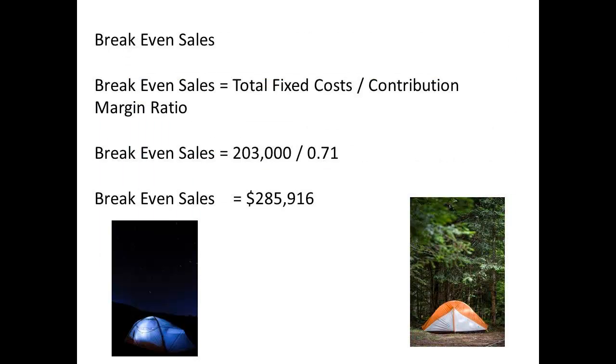Mountain Life can now determine the break-even for sales. The total of fixed costs will be $203,000, and this is divided by the contribution margin ratio of 0.71. A total of $285,916 is required in sales for break-even.